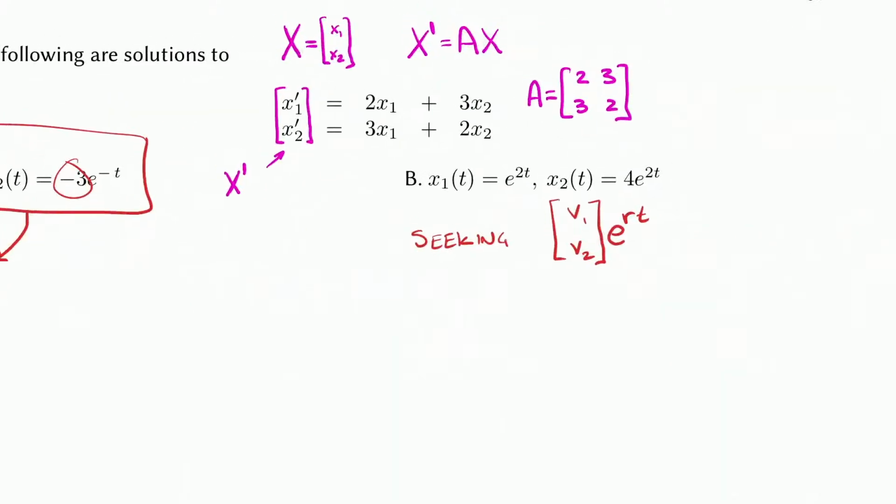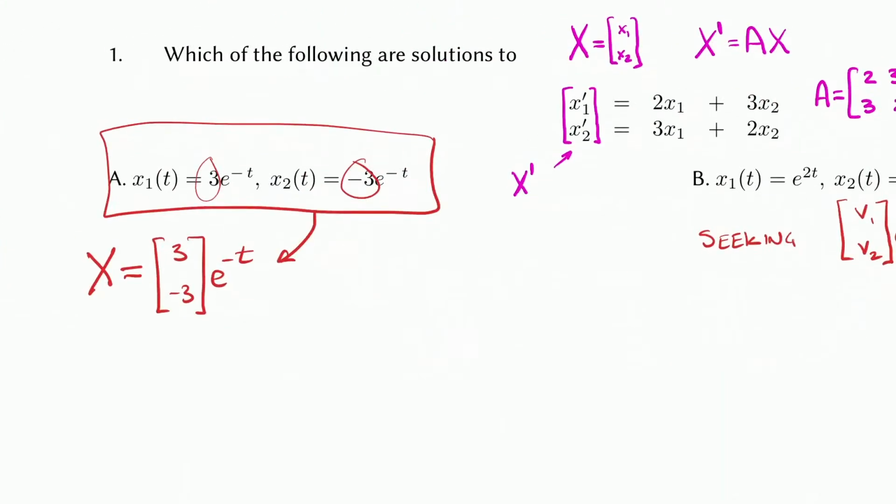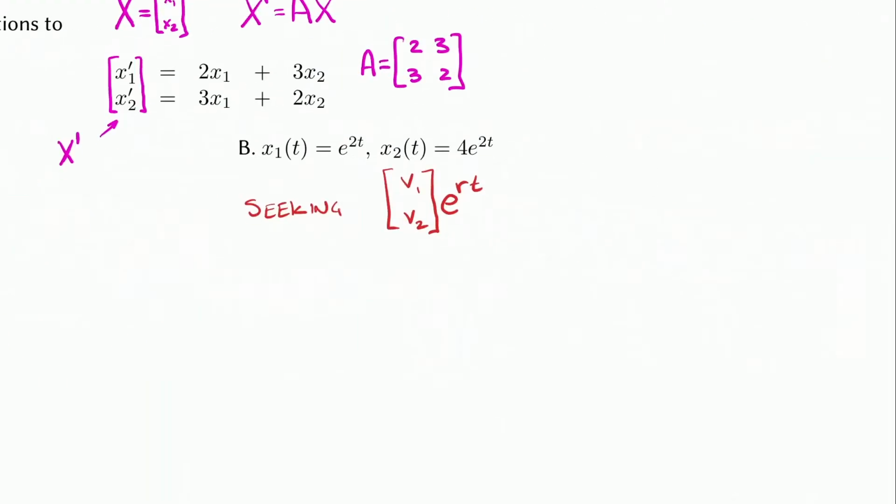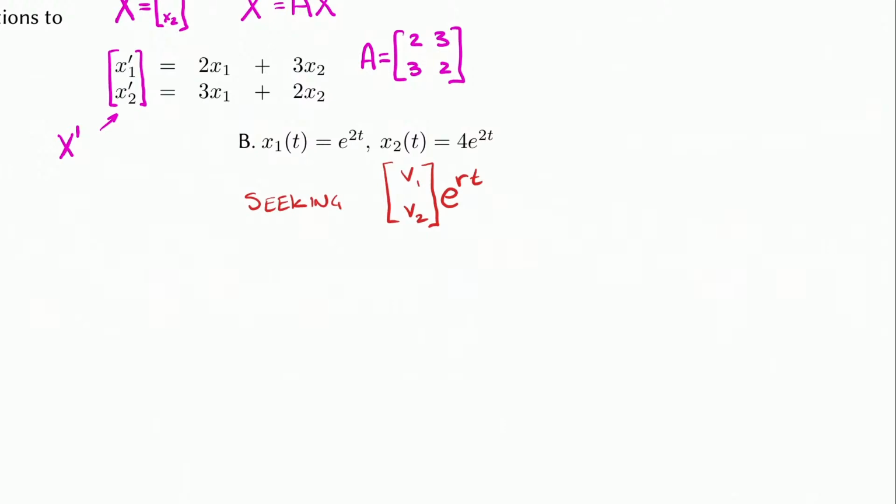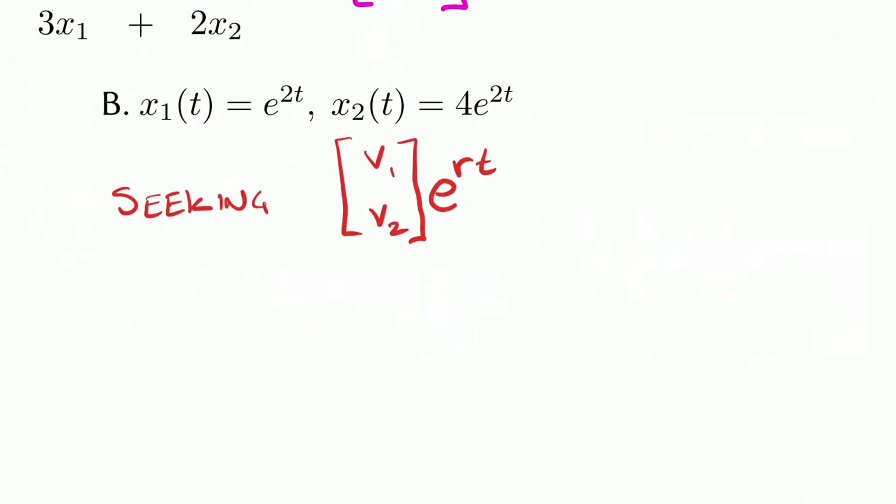So we're looking for things like this. This is a solution, by the way. This one is a solution. We figured that out. It turns out that with two equations with two unknowns, a 2 by 2 matrix, you should have two solutions, just like a second order differential equation has two solutions. So let's see if we can find this particular thing here.